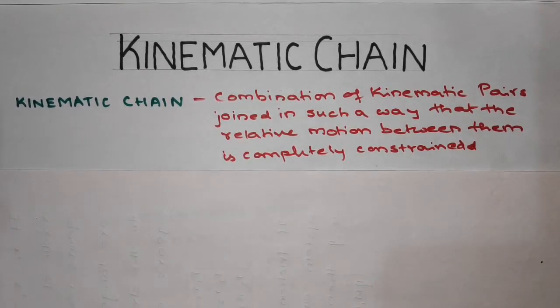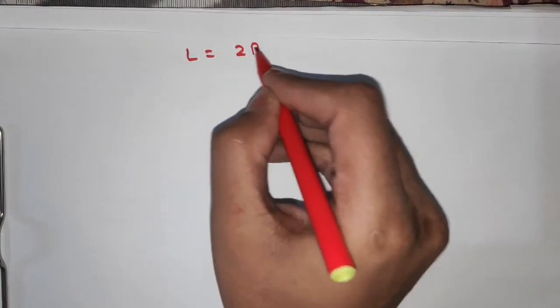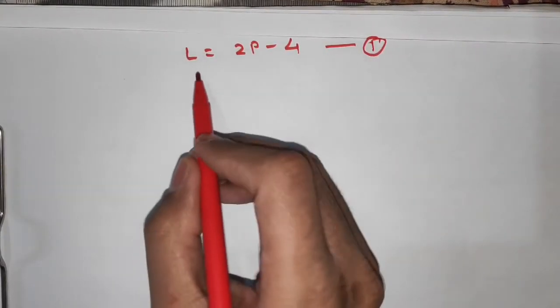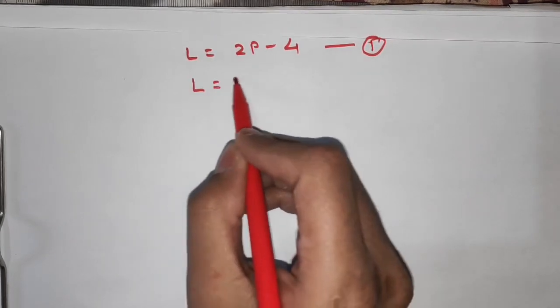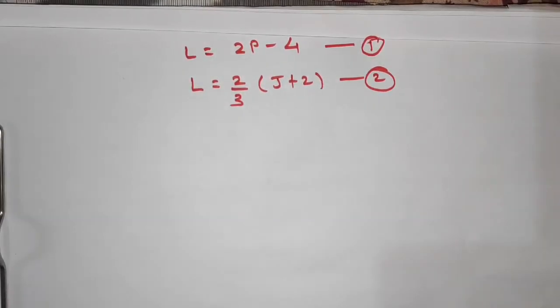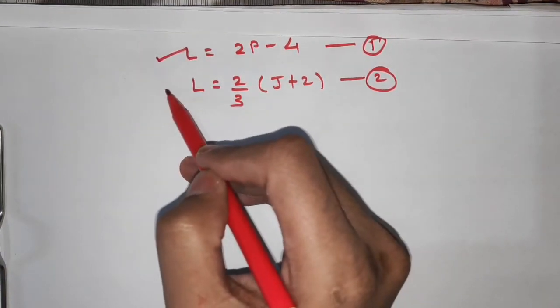Now, two equations for lower pairs are available to determine whether the assembly of links and pairs forms a kinematic chain or not, and they are: L is equal to 2P minus 4. So this is one equation. Then we have J is equal to 3 by 2 L minus 2. So this is the second equation. A given combination of links or kinematic pairs is a kinematic chain if it satisfies both equation 1 as well as equation 2.